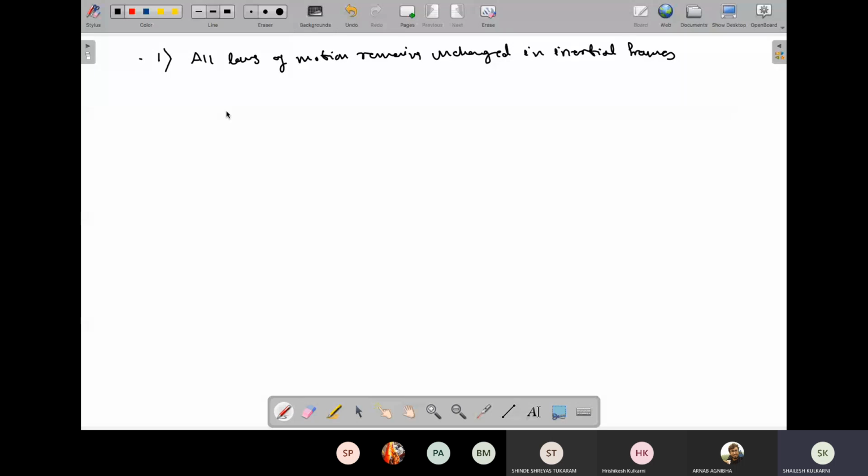Okay, so this is there, but now we will add another axiom, that the velocity of light c is constant in all inertial frames.